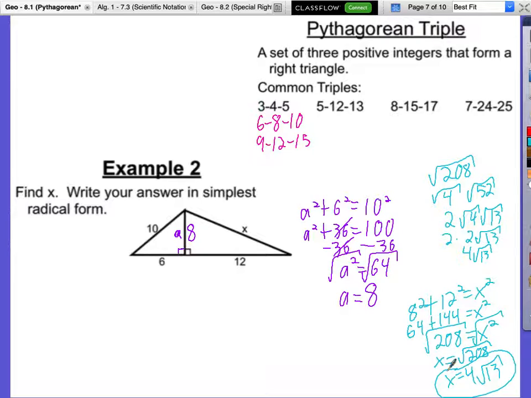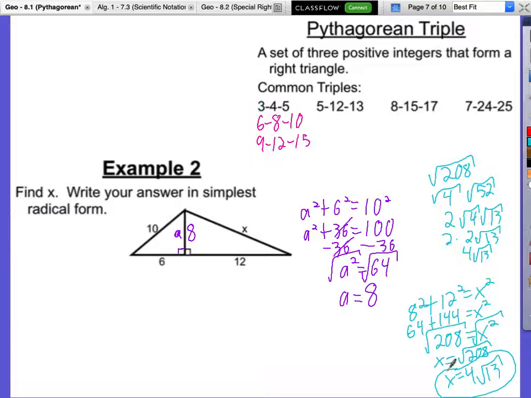So do we have to do this much work for every single problem? Not necessarily. This was easy, so much easier. If this was 5, 12, that means this one's going to be 13. It's just common scenarios that we see. So here, this one was 6, 8, and 10, so they were 3 whole numbers, which is a multiple of this.